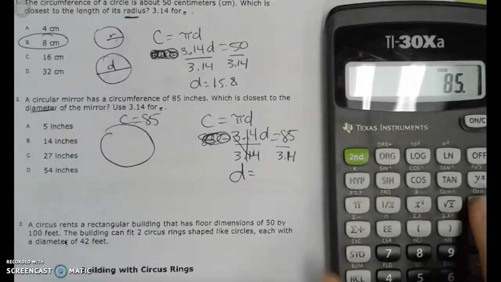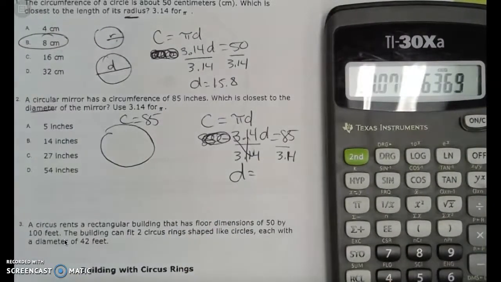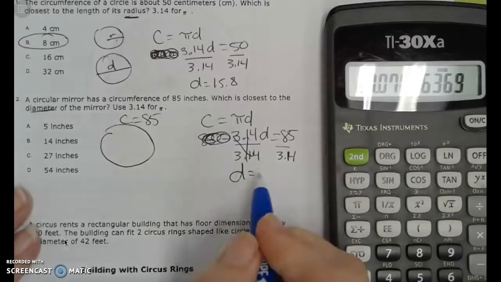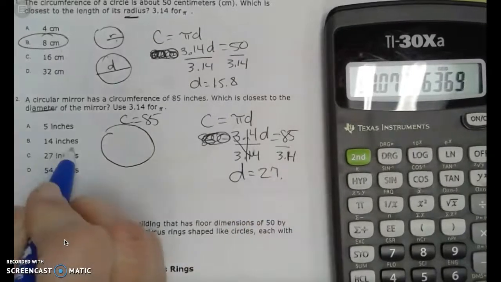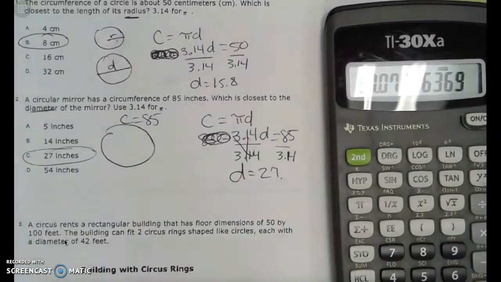So 85 divided by 3.14, and that's going to give us 27. So the closest answer is 27.